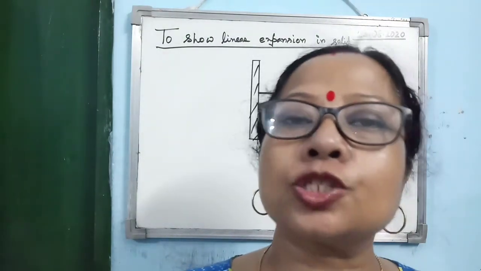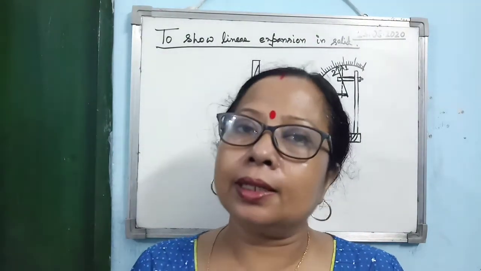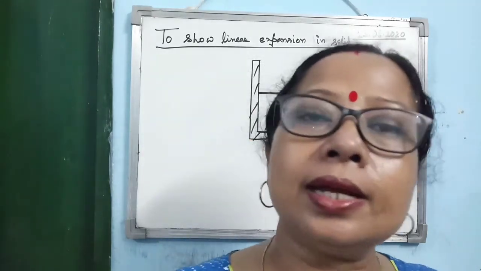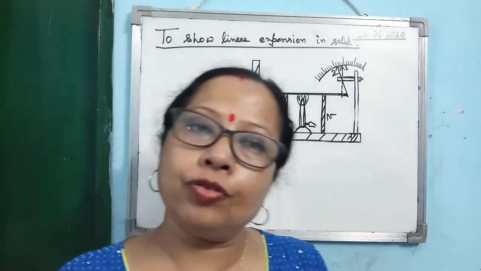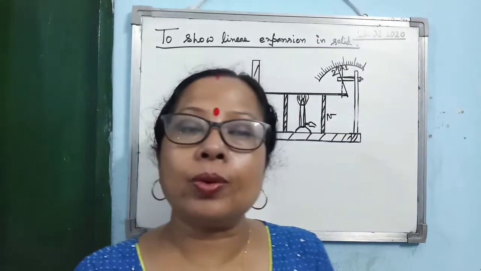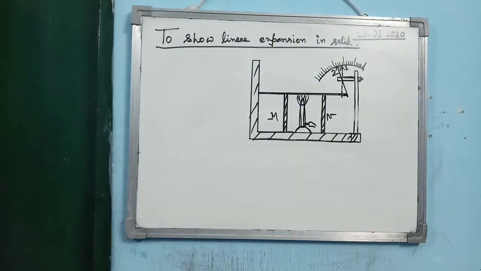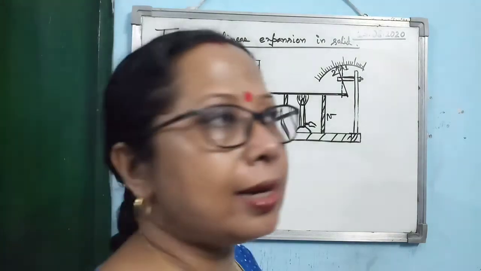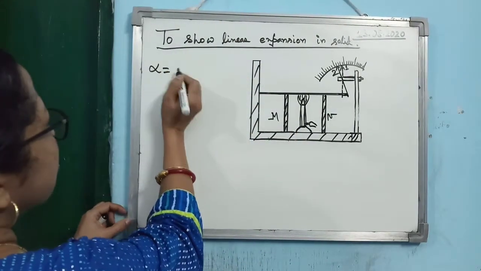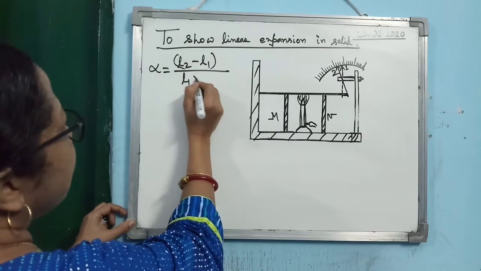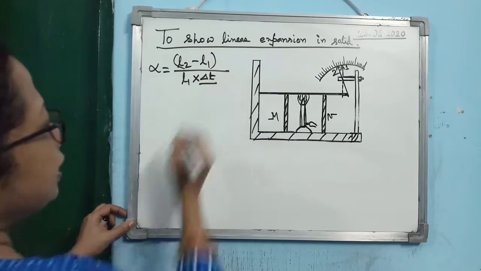So I am starting the next topic of this chapter. We already studied in the previous lecture what is linear expansion and what is the coefficient of linear expansion. So what is the concept of linear expansion? Whenever we heat a body, there will be a change in length of the body, that is known as linear expansion. And we have the coefficient of linear expansion as well. It is given by change in length by original length into change in temperature.